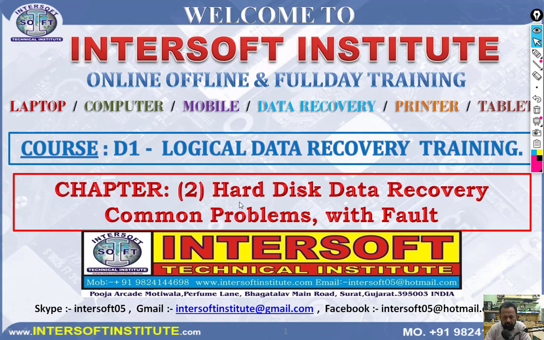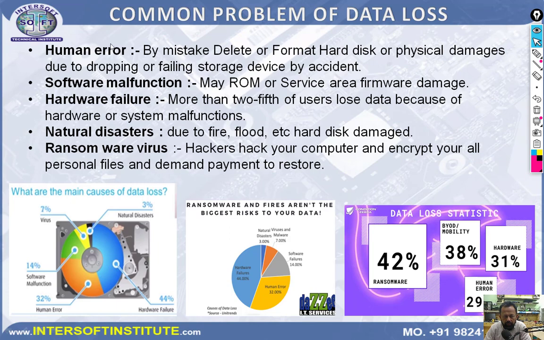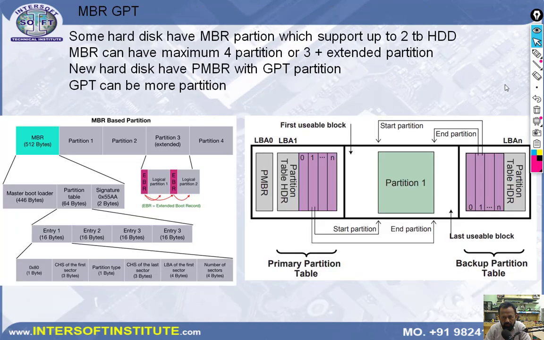Okay. Next. There are different problems in the hard disk due to human error, maybe software malfunction, hardware failure, natural disasters, ransomware virus, or any firmware damage. So these are basically the different problems which we see in data recovery.